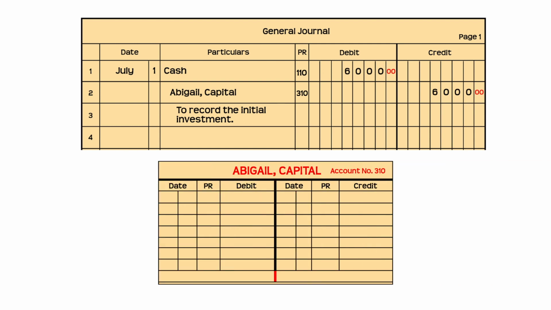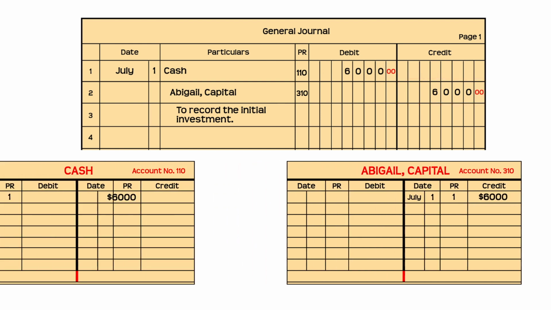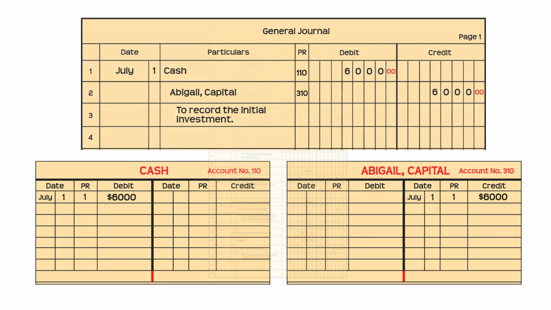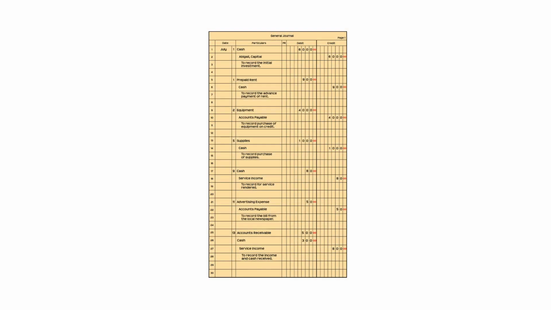Next is Abigail Capital account. The process is the same as that of the cash account, only that Abigail Capital is credited or posted on the credit side. First is the date, the posting reference, and the amount on the credit side. It's simple. The first transaction of Abigail is now posted. We move on to the second transaction.